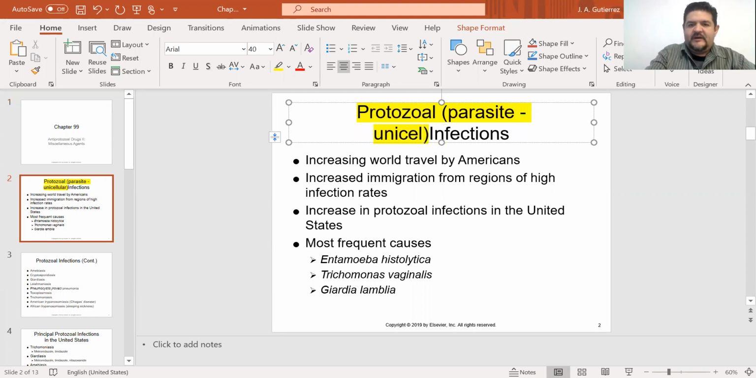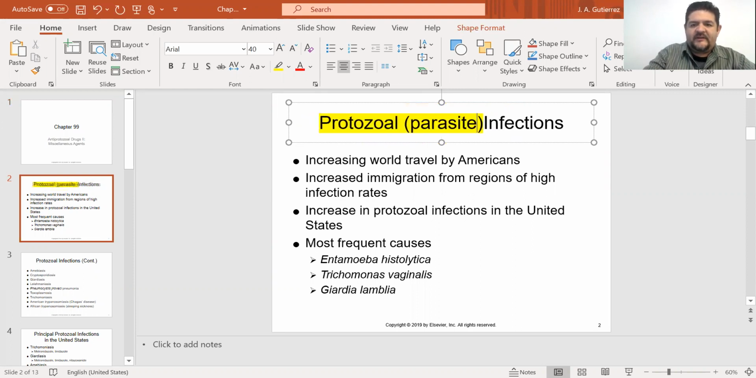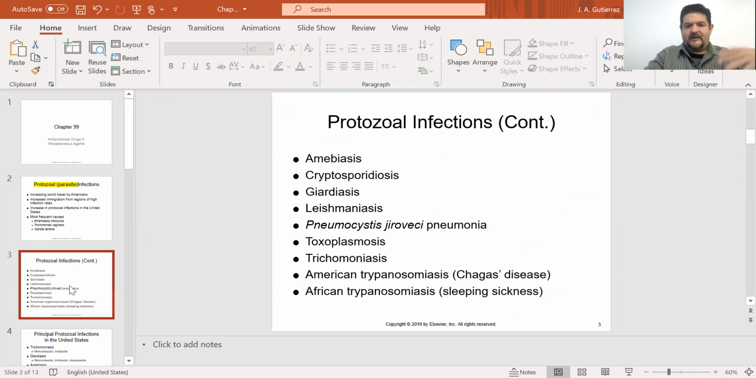Protozoal infections are the most common type of parasite infections. Unfortunately, we see them a lot in third world countries, but we're seeing an increase of these infections here in the United States. The most common parasite infections from this family of protozoa are Entamoeba histolytica, Trichomonas vaginalis, and Giardia lamblia. Those are the most common, but we have a big list here.